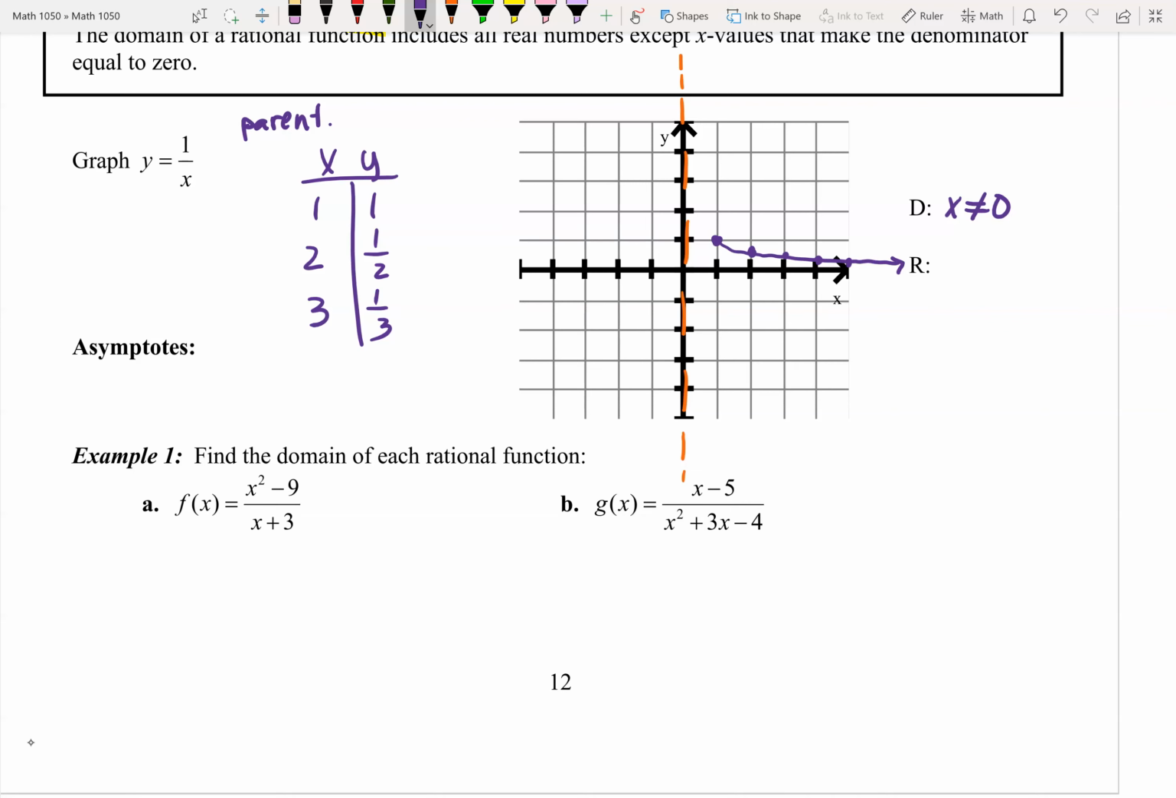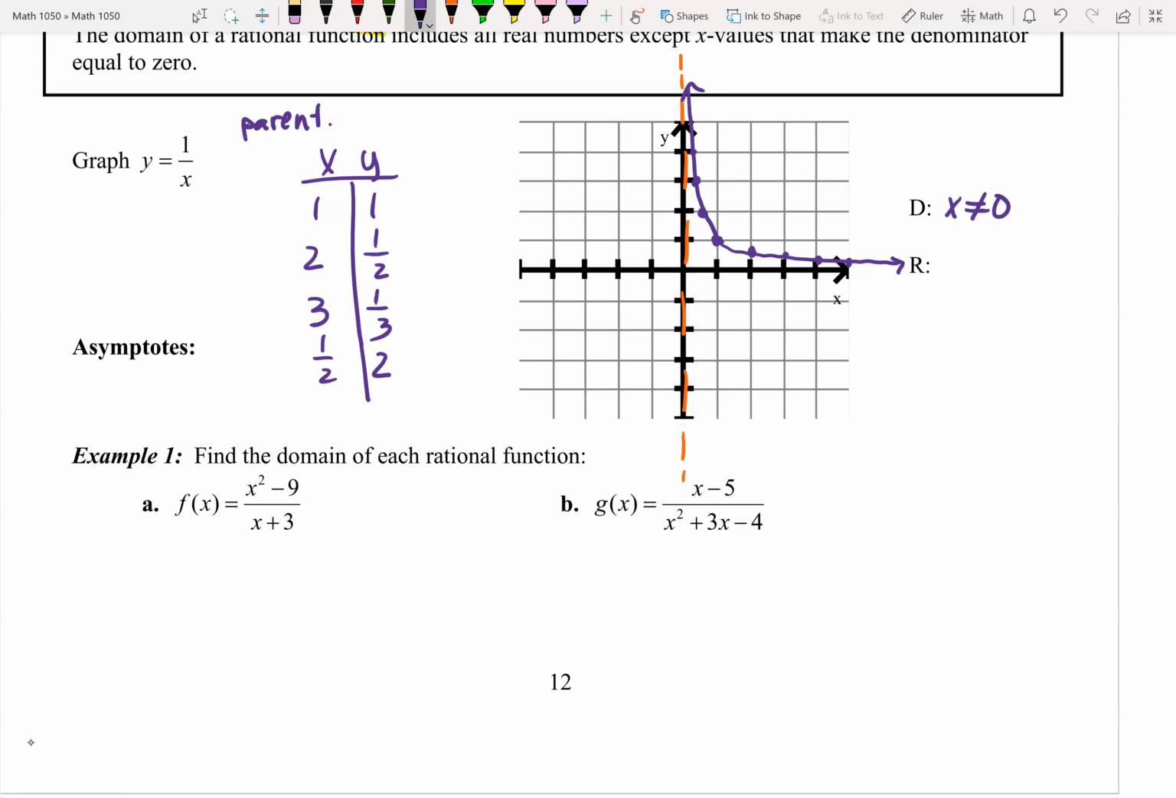How about in between a 0 and a 1? Well, let's do a 1/2. Somebody tell me what 1 divided by 1/2 is. It is a 2. Good. So if I go right a half, I go up 2. If I go right a third, I go up 3. Right a fourth, I go up 4, etc., and your graph looks like that.